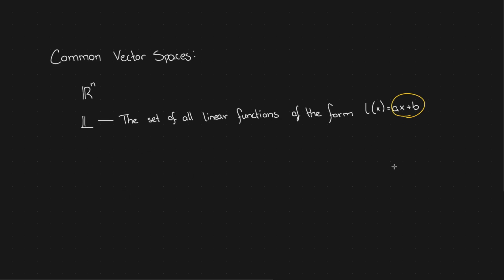Now, this is a degree 1 polynomial. Turns out that if you take the set of all polynomials of a given degree, that also forms a vector space. So it doesn't have to be just degree 1. We're going to let Pn be the set of all polynomials of degree n or less.